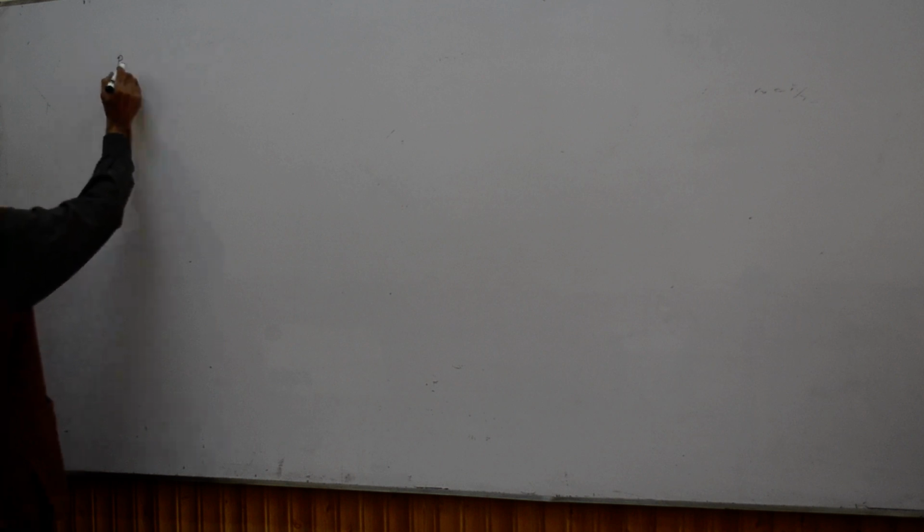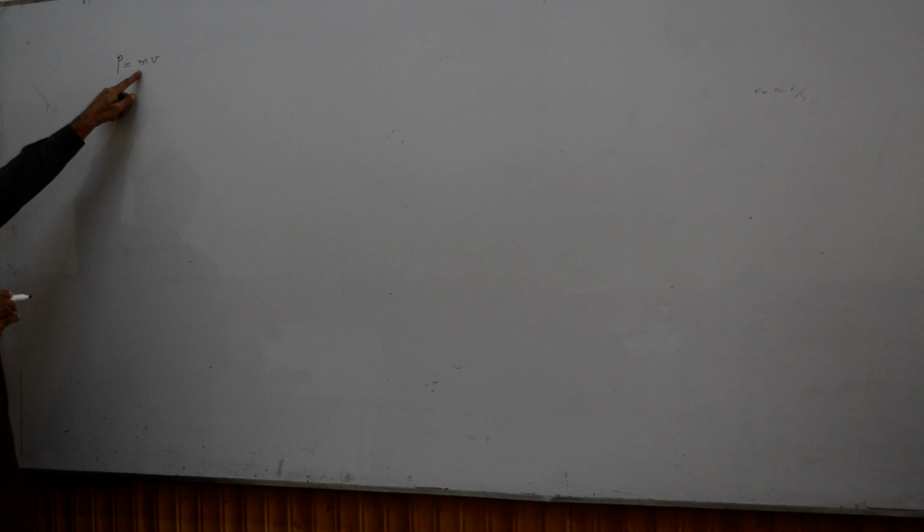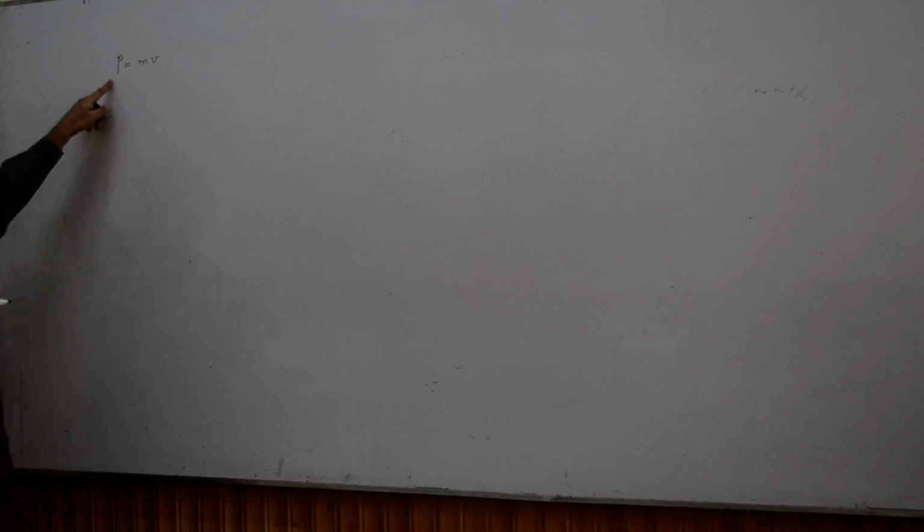Now, you know, linear momentum of a particle is P, which is equal to mv, right? M is the mass of the particle and v is the linear speed of the particle. This is how it defines linear momentum.